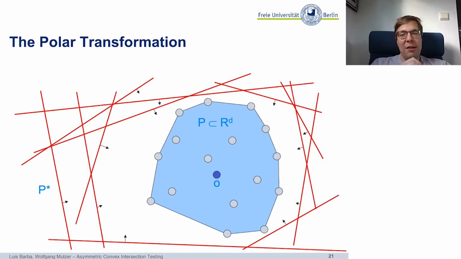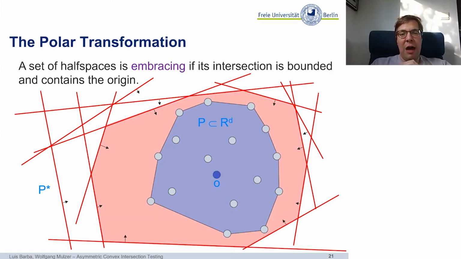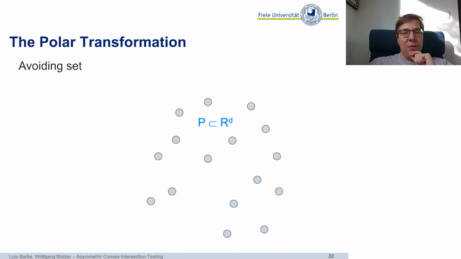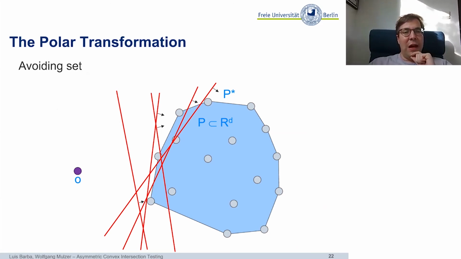Yes, and similarly, we can have definitions for hyperplanes, or half spaces. I call a set of half spaces embracing if its intersection is bounded. So we need the additional property that the intersection is bounded, and this intersection contains the origin. So a set of half spaces is embracing if the intersection is bounded and it contains the origin. And we can also define an avoiding set of half spaces.